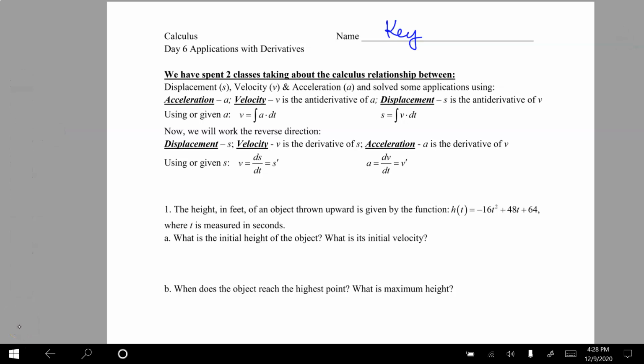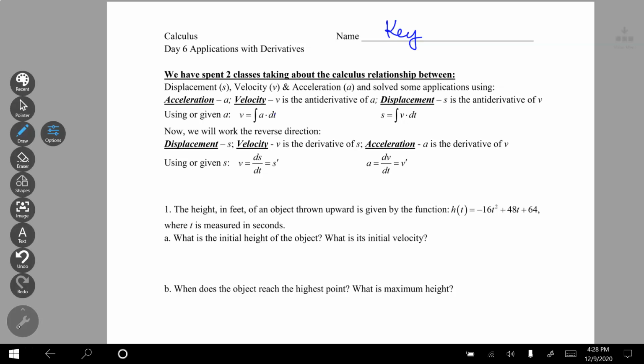Okay, welcome to day 6, applications with derivatives now. The last 2 days we've been doing anti-derivatives. We have been looking at the relationship between displacement s, velocity v, and acceleration a, and actually been working in reverse by taking the antiderivative, saying that v is the antiderivative of a, and s or h or whatever, d is the antiderivative of velocity.